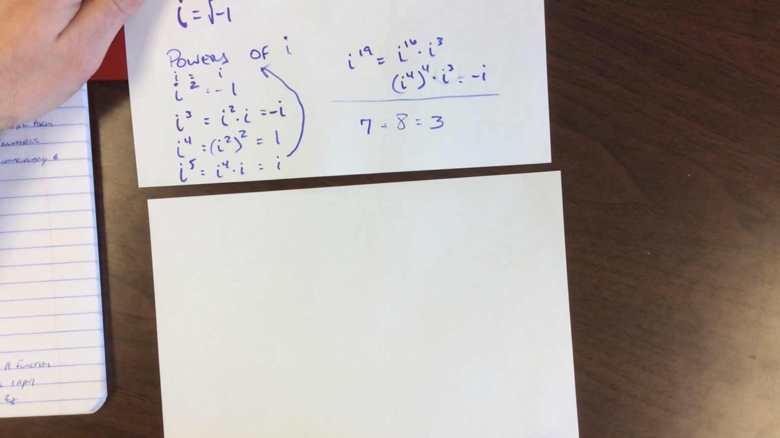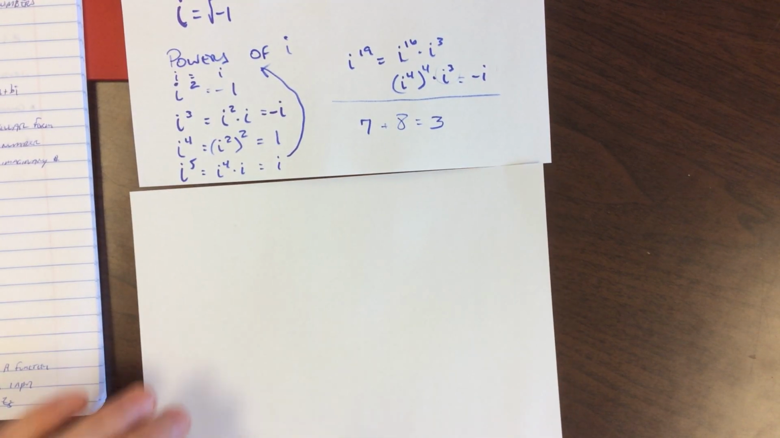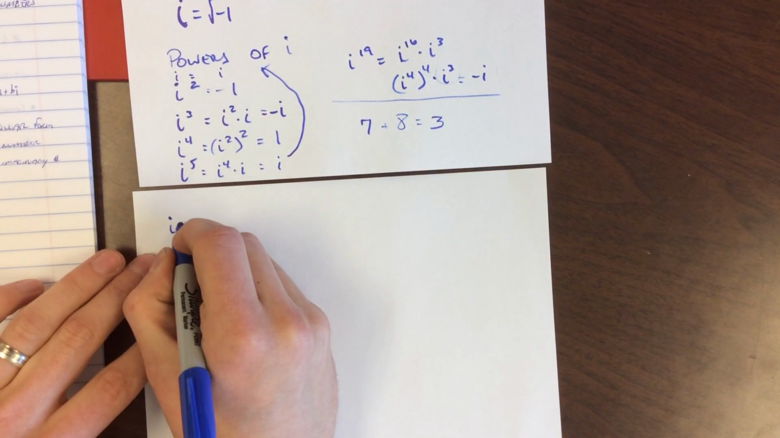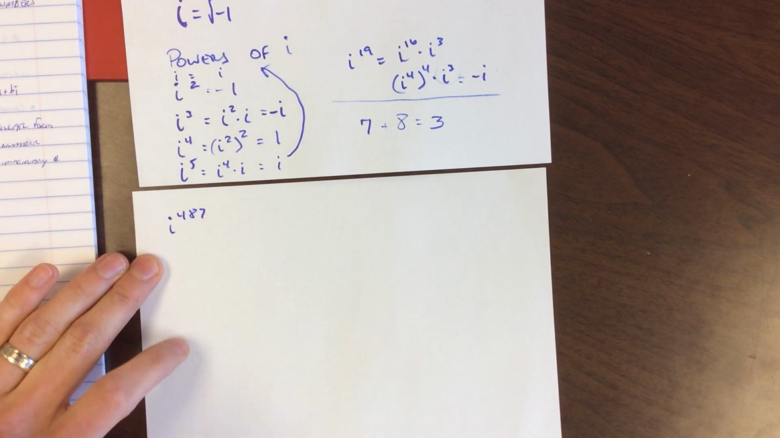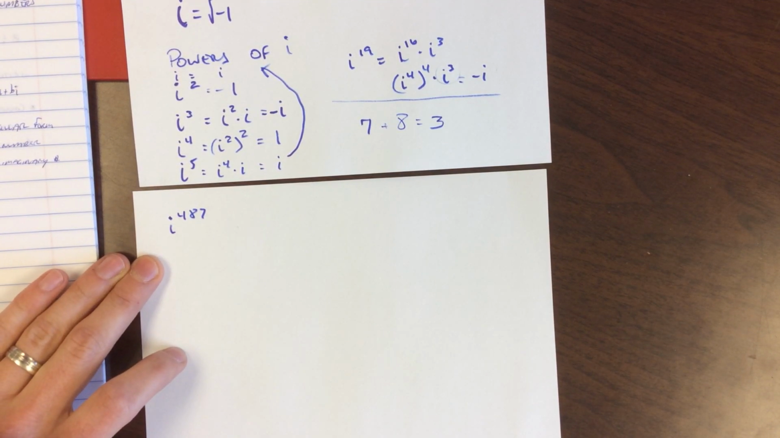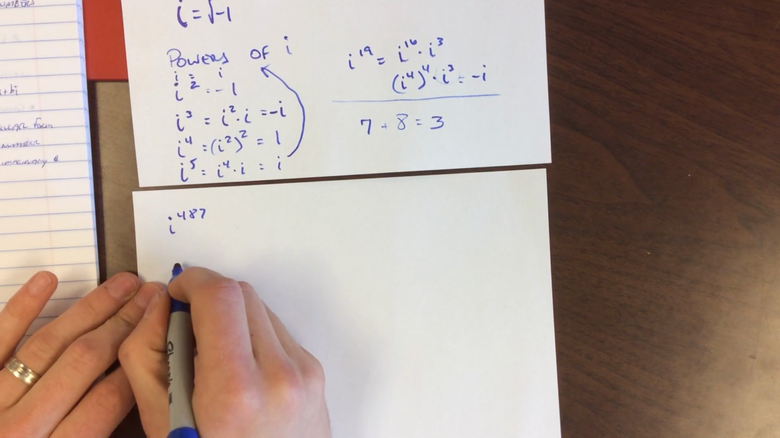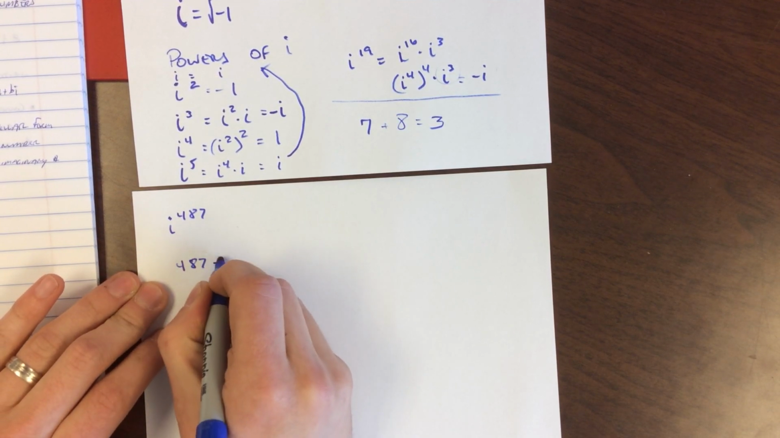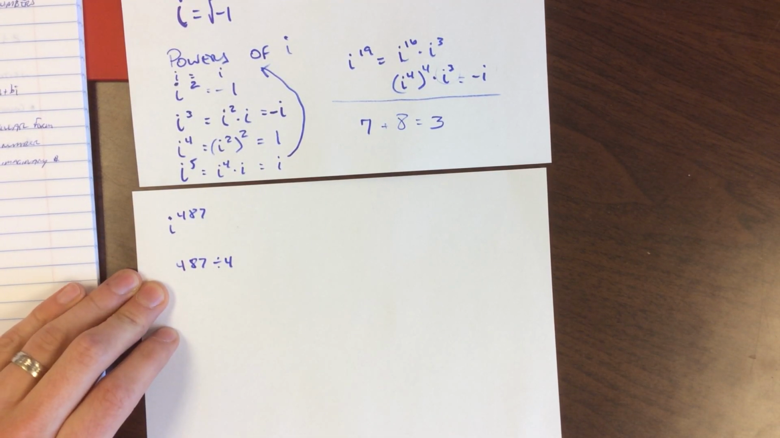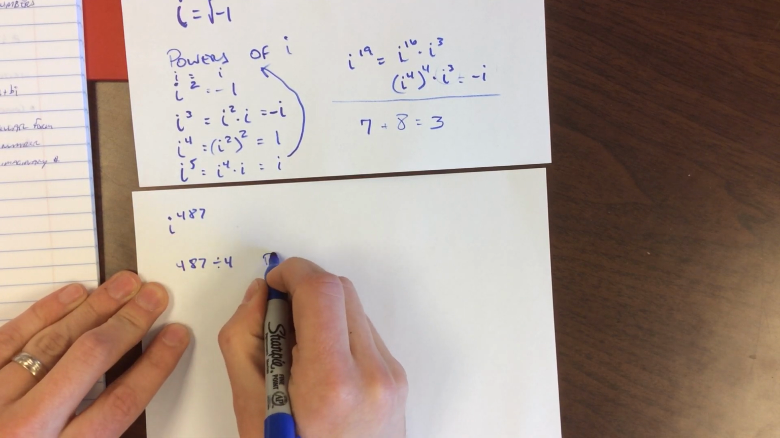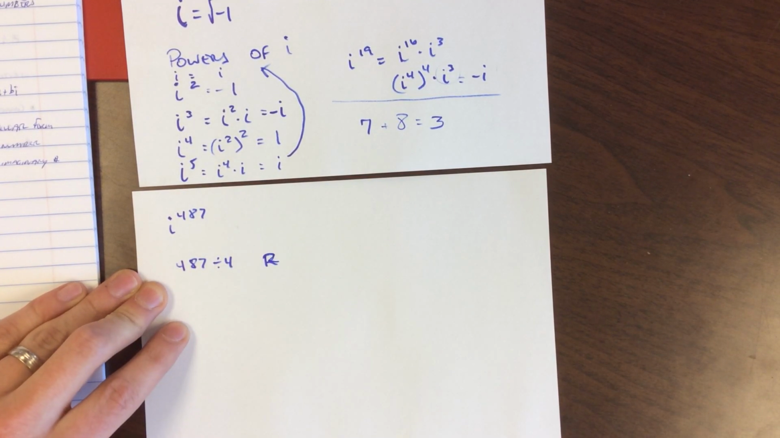So we have this cycle. Let's take another one. i to the 487th. What we're going to think about is 487 divided by 4, since there are 4 items in our cycle. What's the remainder? We don't actually care about the value, but what's the remainder?